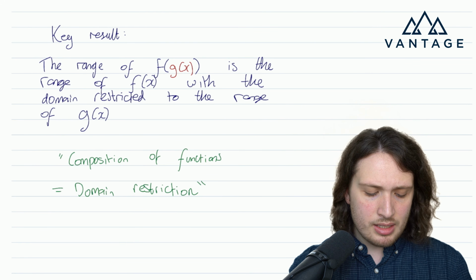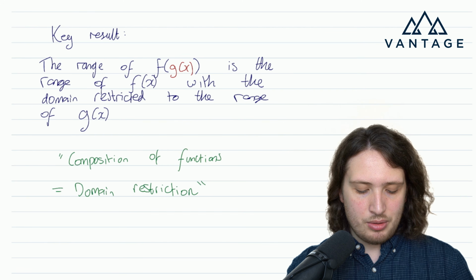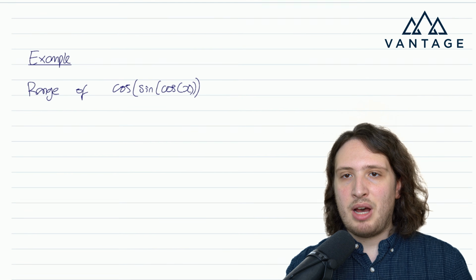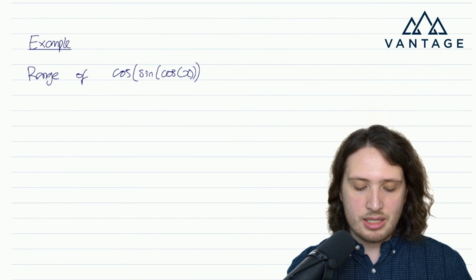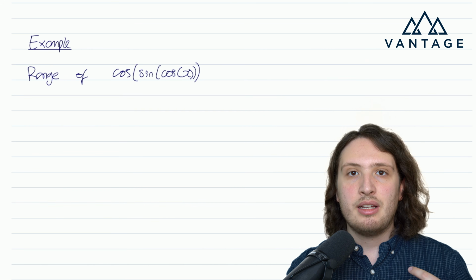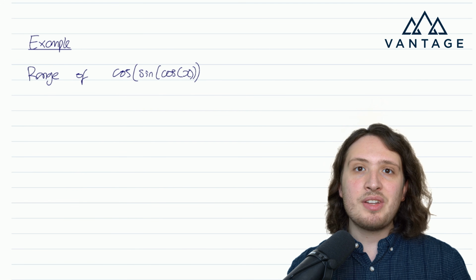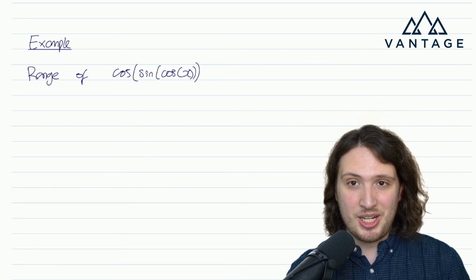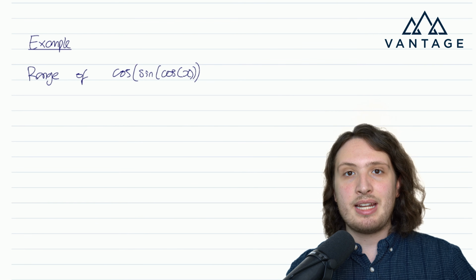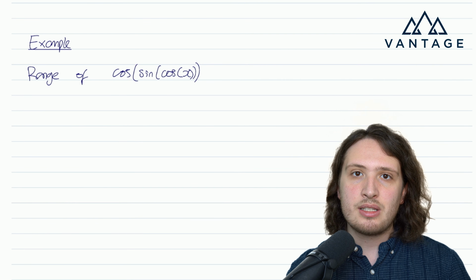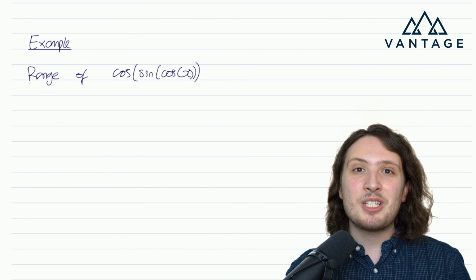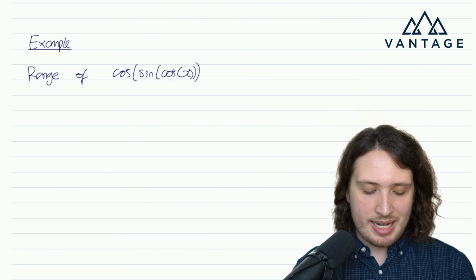So let's work through a few examples. So let's begin by thinking about the function cos of sine of cos of x. So obviously this is a composition of three functions. Cos goes into sine, and then that function goes into cos, but we can simply iterate the logic to build the range from the inside out.